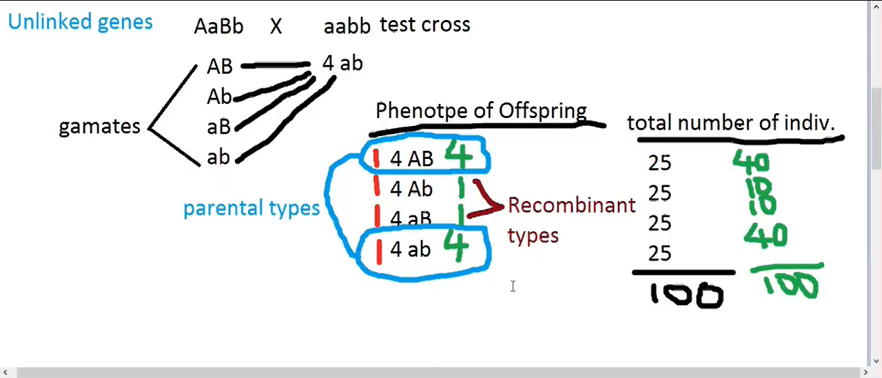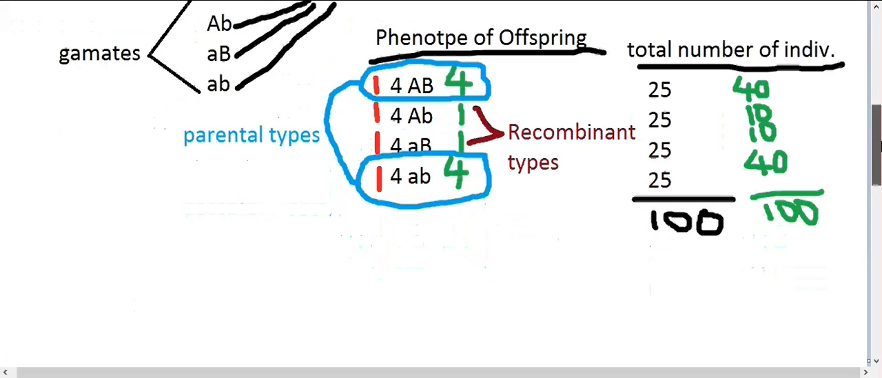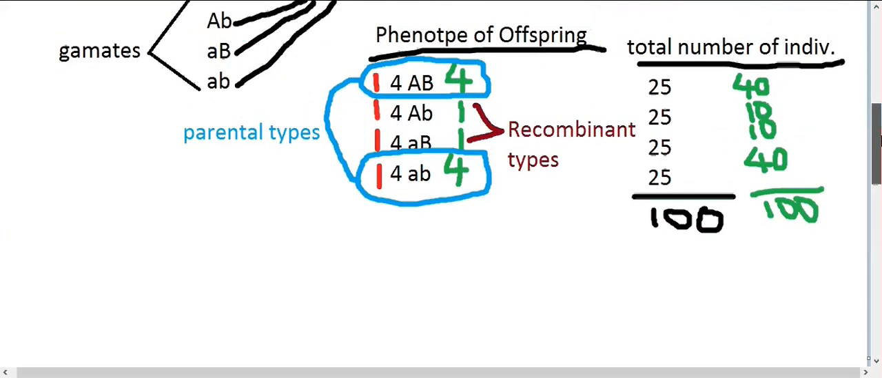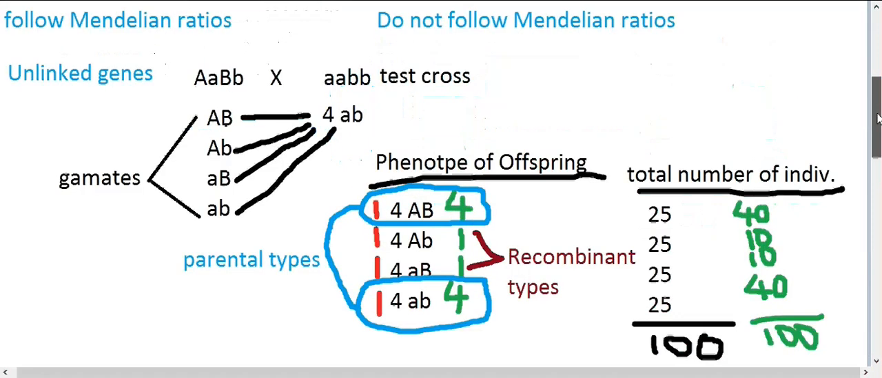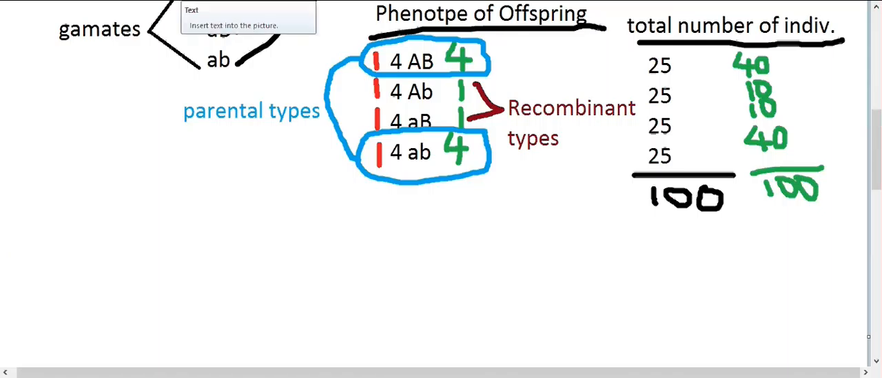Okay, and these guys were called the recombinant types. But one of the things was, why are there so many of these guys here? Now, one of the things that they did was say, okay, these genes are not on opposite chromosomes. They're most likely on the same chromosome. That is to say that these genes are basically linked.